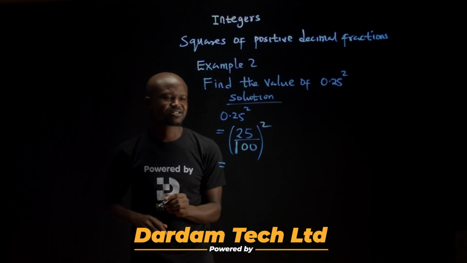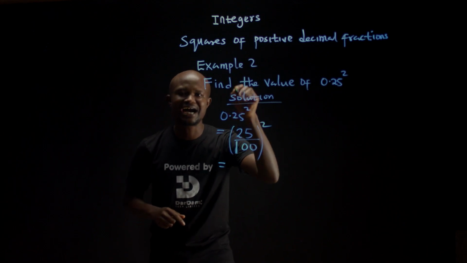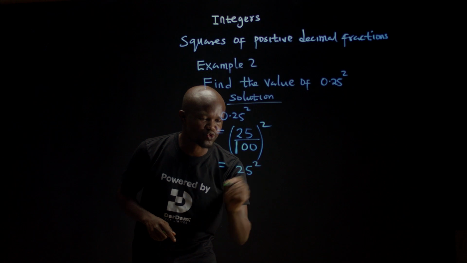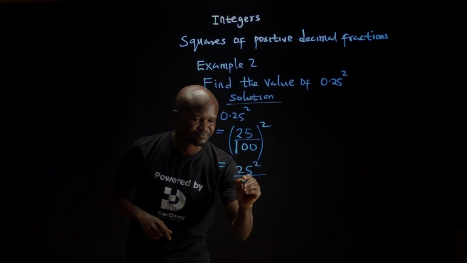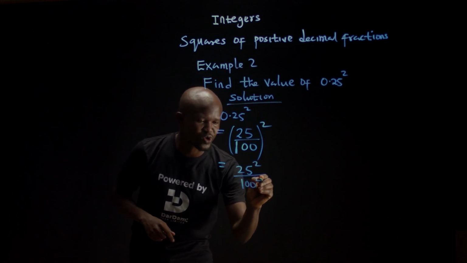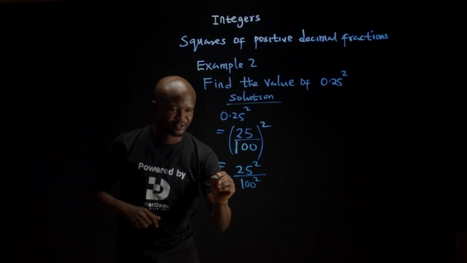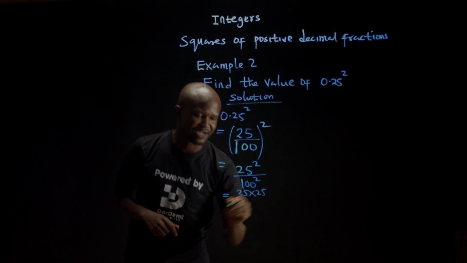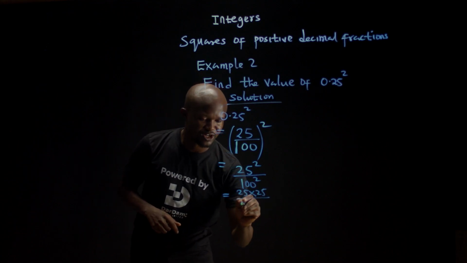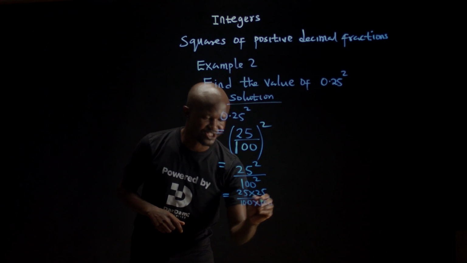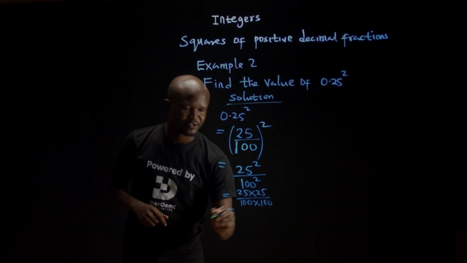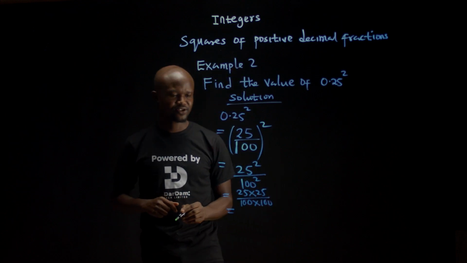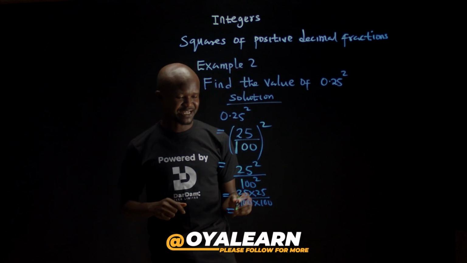Now, the 2 we have applies to the numbers at the numerator and denominator. So, we have 25 squared divided by what? 100 squared. Now, this one means what? 25 times 25, divided by 100 times 100. So 25 squared is 25 times 25, and you need to calculate 25 times 25.